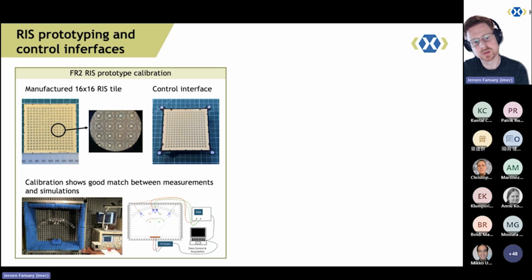We also developed prototypes for reflective intelligent surfaces using FR2 frequency bands. We manufactured a 16 by 16 antenna element RIS tile and control interface, and we calibrated it and compared to simulation results, and show a very good match between the real life measurements and these simulations.